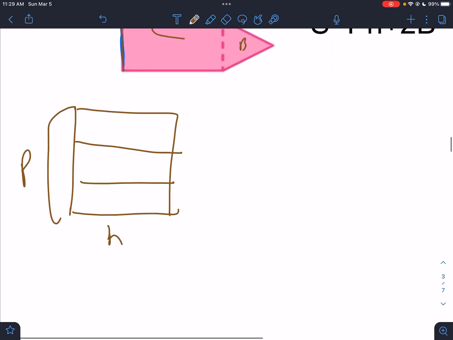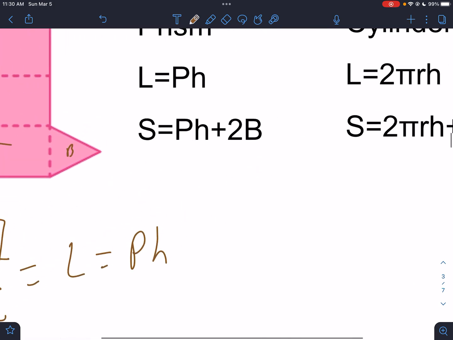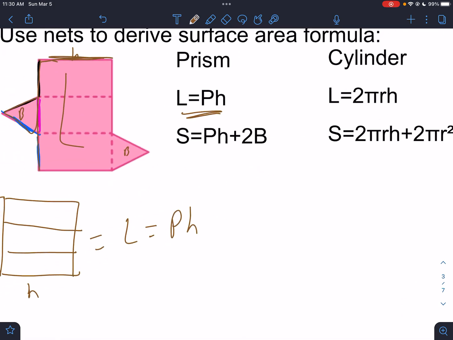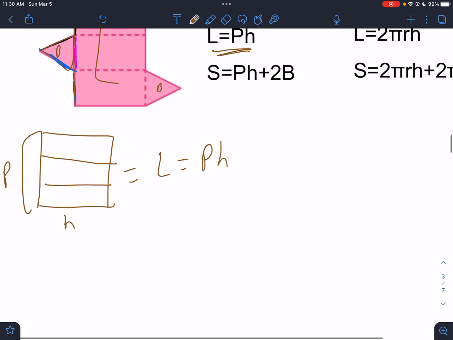So if I want to get the area of all of those combined, we call it the lateral area. We would do the perimeter of the base times the height. It's one big rectangle. So that's where this comes from. That is the perimeter of the base times the height.